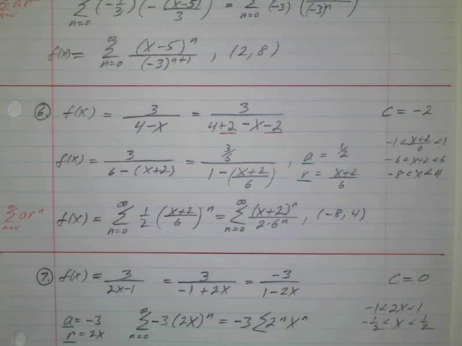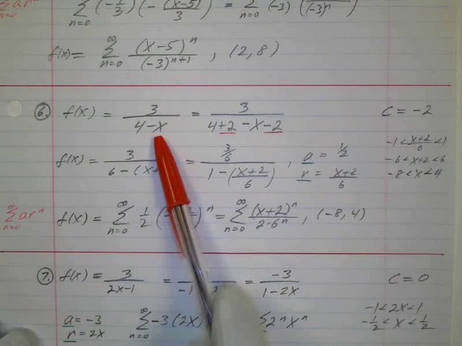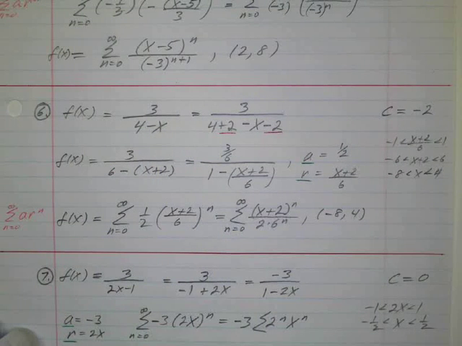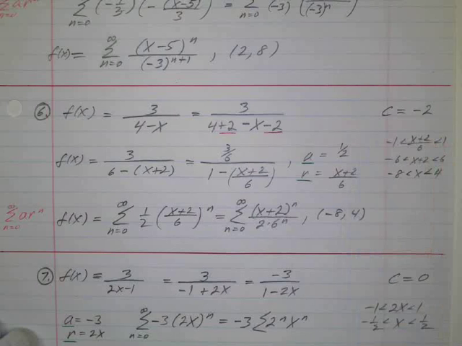Okay, number 6 from the Larsen 8.9, and again, these are just some solutions that I worked out, and I hope they help. So we started with this function, 3 over 4 minus x, and again, we want to find a power series for the function centered at, in this case, c is negative 2, so we want it to be in the form x minus negative 2 or x plus 2.